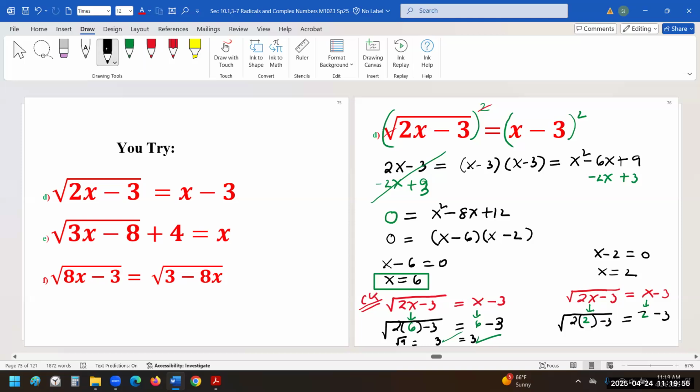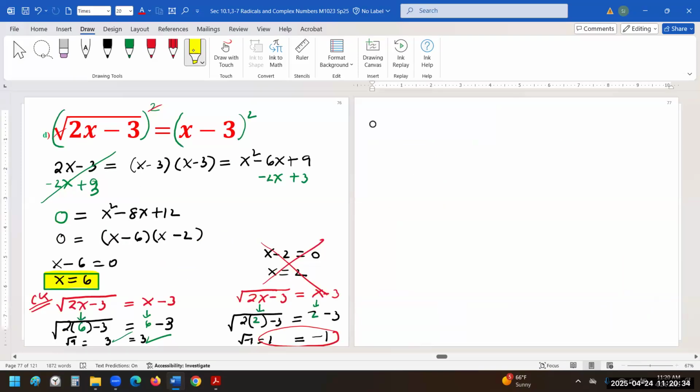Now for the next one, we have 2 times 2 is 4. 4 minus 3 is 1. So we have square root of 1, which is 1 on one side. And how about the other side? 2 minus 3, that is -1. Do we have the same number on both sides of the equal sign? No. So you cannot accept this as our solution. So the only solution that works is this one, x equals 6.